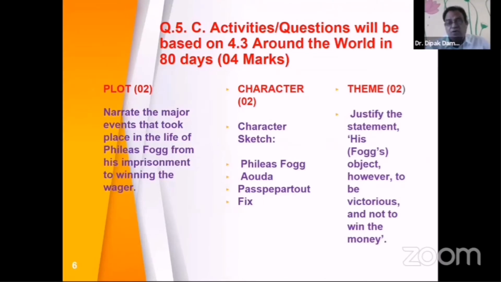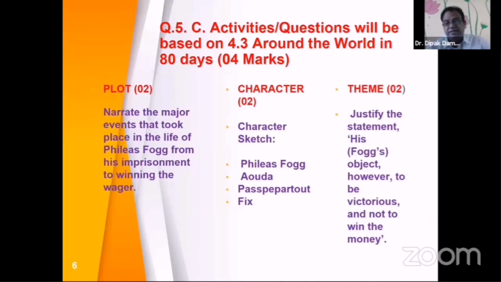So regarding plot, I have given one sample over here, that is: narrate the major events that took place in the life of Phileas Fogg from his imprisonment to winning the wager. So many incidents took place at that time, from his imprisonment to winning the wager. So students will describe those incidents.